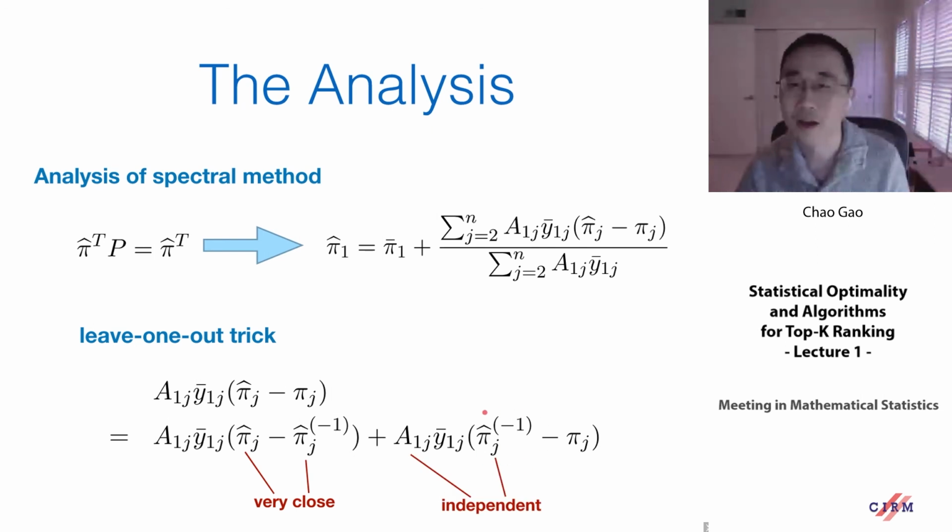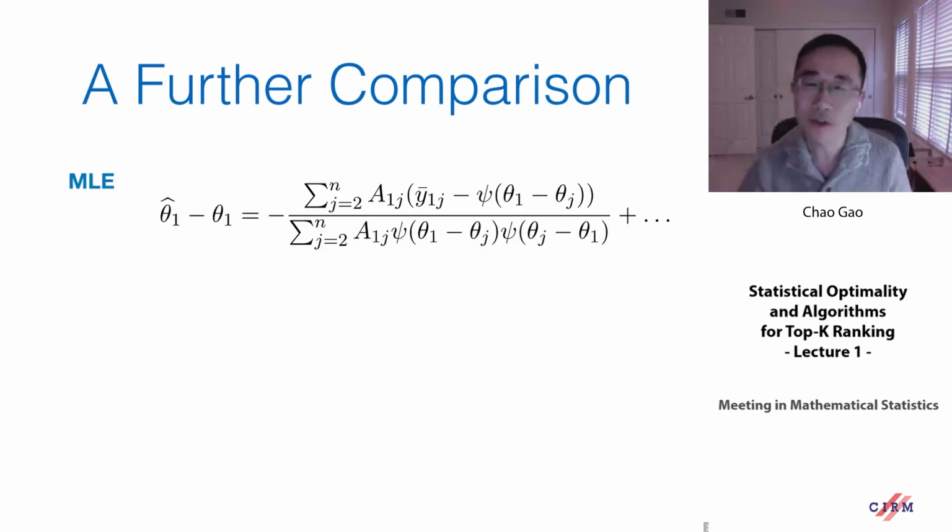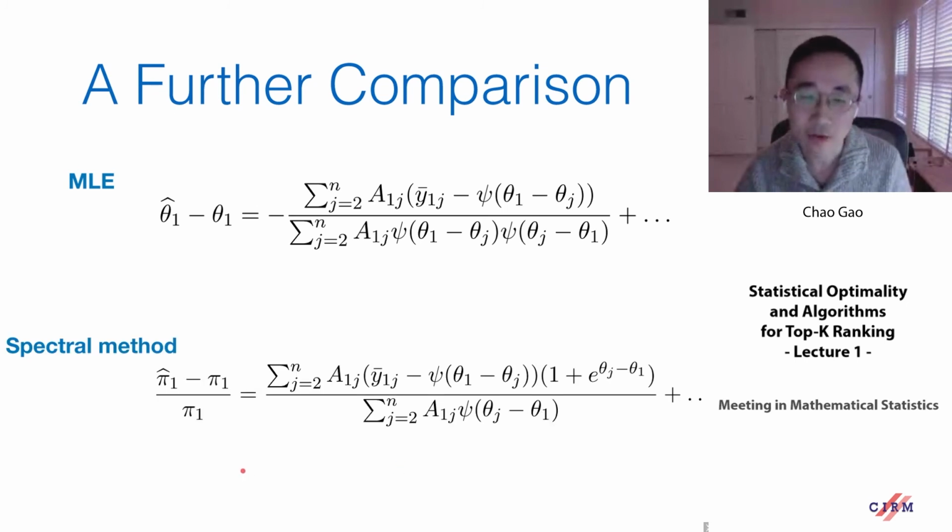Then you can apply Bernstein inequality for the second term, and then understand the tail behavior of this term. In summary, if you go through the previous analysis, what you can show is that the leading contribution of the difference vector of the maximum likelihood estimator is given by this term. This is very clean. You can easily analyze or understand its tail behavior. On the other hand, for the spectral method, the leading expansion after the leave-one-out analysis has this form.